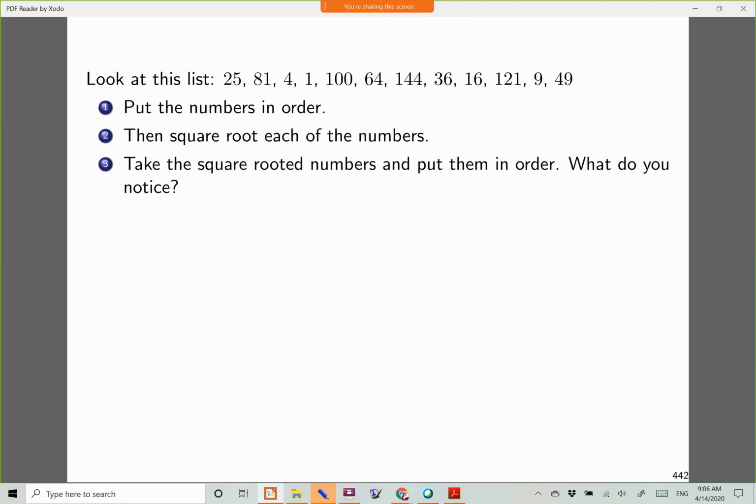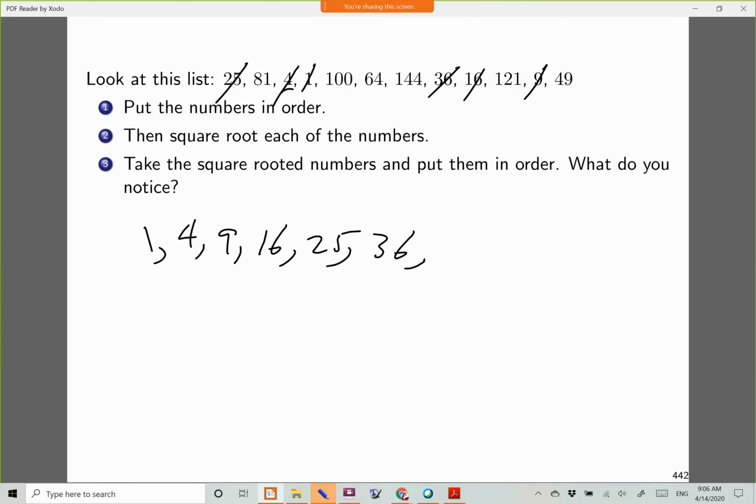So let's see. Put the numbers in order. Well, first there's a 1. And then the next biggest is a 4. And then we've got a 9. And then a 16, and then a 25, and then a 36, and then a 49, and then 64, and then 81, and then 100, and 121, and 144.